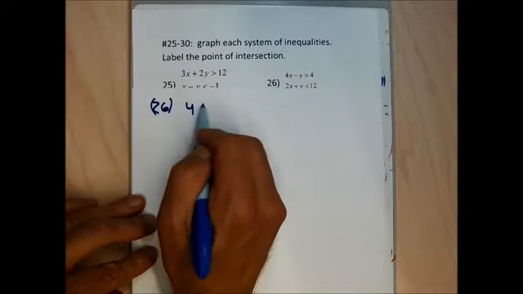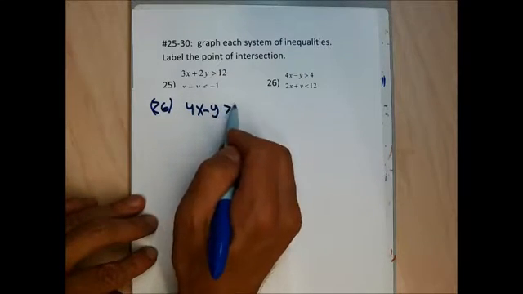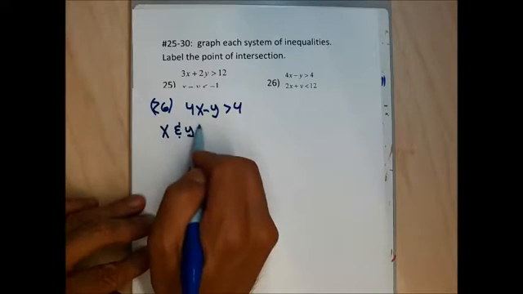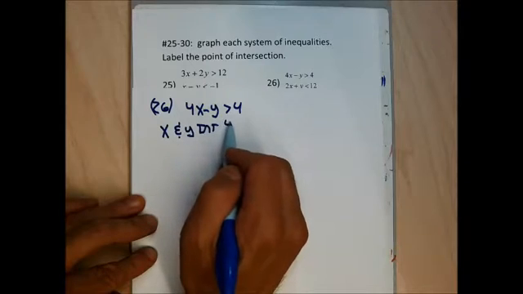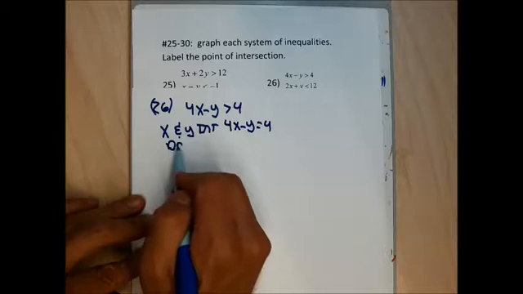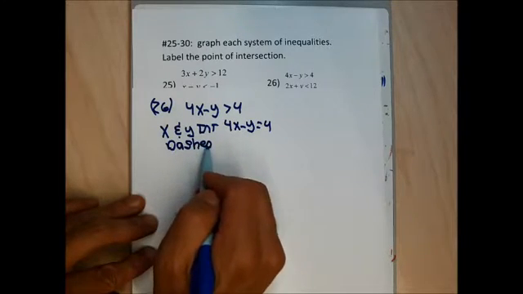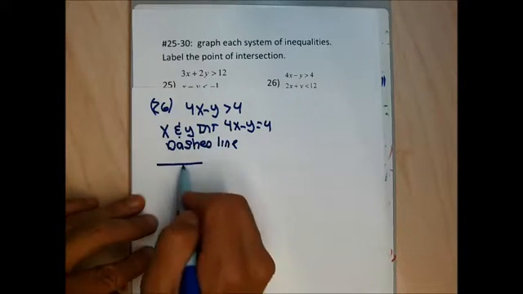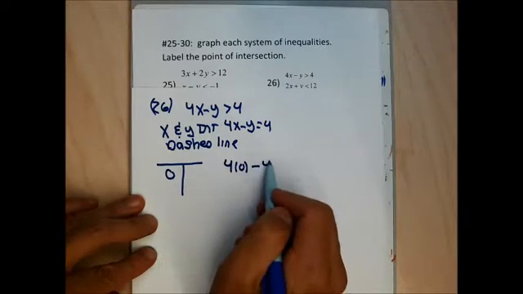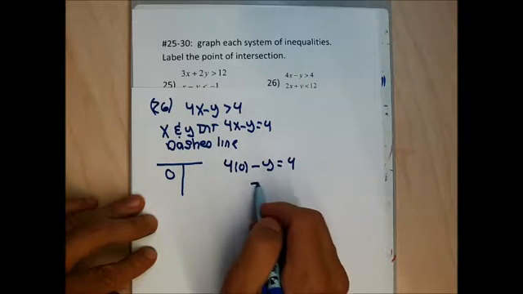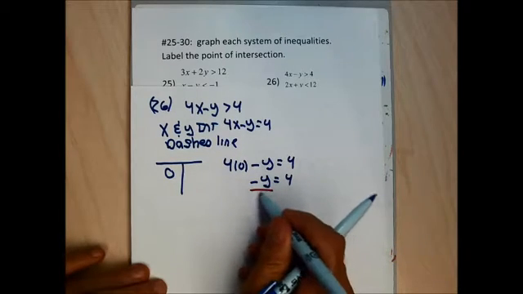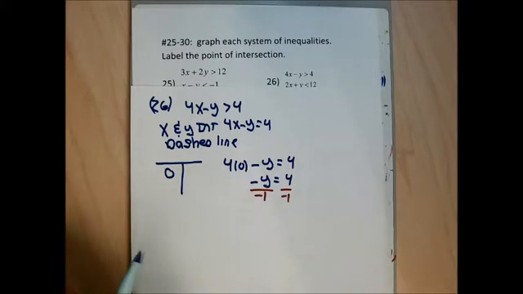So let me start with problem 26 and work on the 4x minus y is greater than 4. I'm going to find the x and the y-intercept of 4x minus y equal 4 and connect them with a dashed line. So first I'm going to plug in 0 for x. I'm going to get 4 times 0 minus y equals 4. That gives me negative y equals 4. I'll divide both sides by negative 1 and get y equal to negative 4.